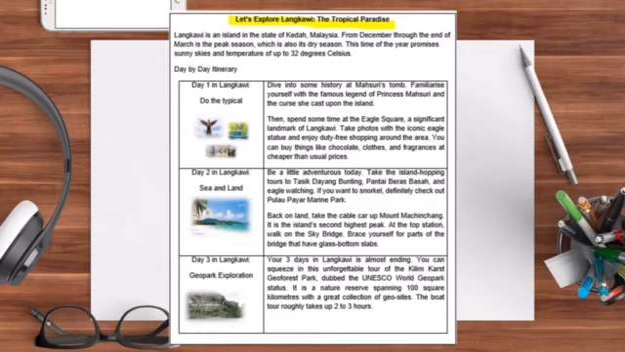Let's look at this set together. Langkawi is an island in the state of Kedah, Malaysia. From December through the end of March, it is the peak season, which is also its dry season. This time of the year promises sunny skies and temperatures of up to 32 degrees Celsius.